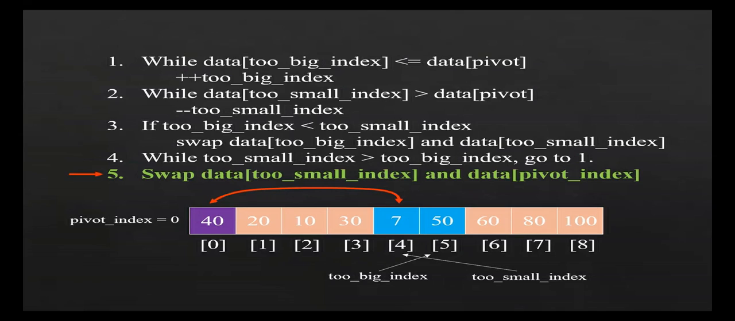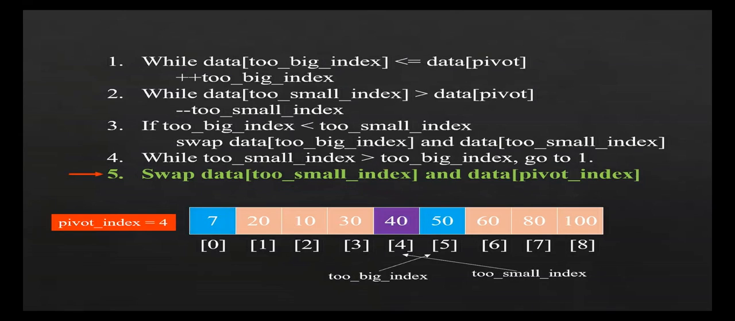Now we will perform our swapping, that is the main swapping. Now we can say that, okay, we get the exact position for 40, right? So the exact position is 4. So what is contained in index 4? We see that in index 4, the array contains 7. So 7 will be replaced with the pivot value 40, right? After replacing that, we see that 40 gets its exact position.